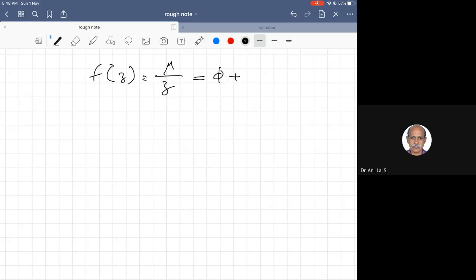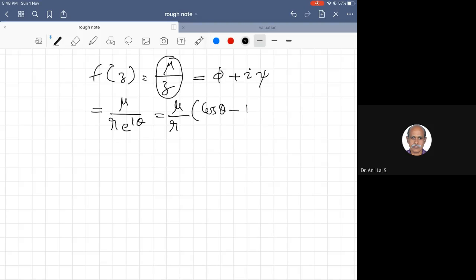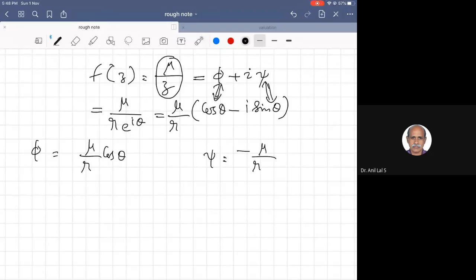So phi plus i psi. What you have to do is take this into real and imaginary parts. For that, the polar coordinate system is good. So mu by z, where z is equal to r e raised to i theta, is equal to mu by r e raised to minus i theta, that is cos theta minus i sin theta. So that will give the real part phi and the imaginary part psi. So phi is equal to mu by r cos theta, and psi is equal to minus mu by r sin theta.